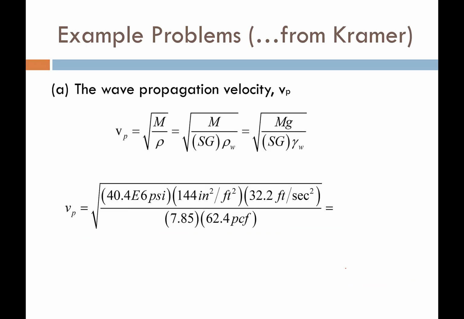So the first thing we want to solve for is the P wave velocity, the propagation velocity. And we're going to use our simple relationship that relates constrained modulus with mass density and the propagation velocity. Now, this term here was not given to me, but I can derive it if I know the specific gravity. So it's simply equal to the specific gravity of the material I'm dealing with times the mass density of water.